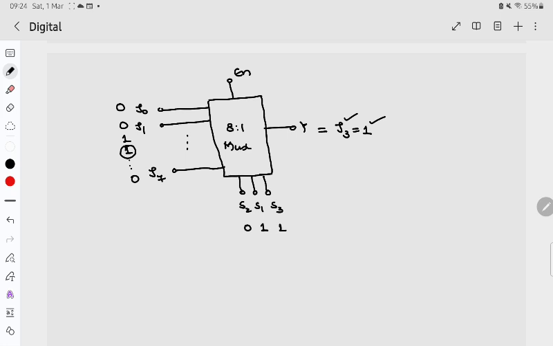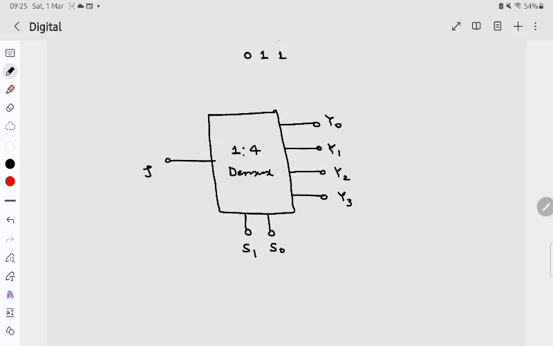Now demux is the reverse of this. The same concepts apply: the number of select lines will be equal to log of outputs to the base 2, and we'll have one input. It is like one soft drink in a vending machine, and then we'll have 2 select lines for a 1 is to 4 demux, and based on the select lines the soft drink will come to the respective output.